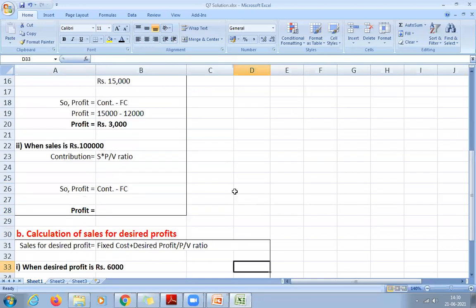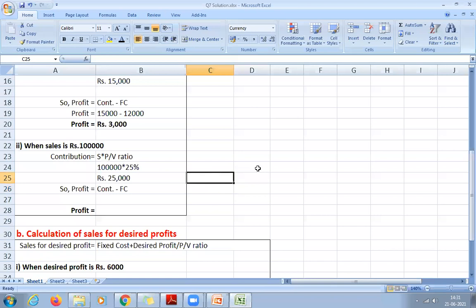And second, we'll do one more where now sales is 1 lakh. Earlier sales was 60,000. Now it is 1 lakh. So first we will calculate contribution, that is sales into PV ratio. And PV ratio is 25%. Sales is 1 lakh. So calculate 1 lakh into 25%. How much? 25,000. All of you got? Yes or no?